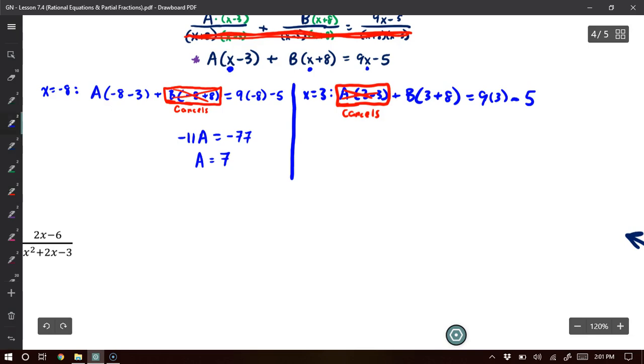And let's see, 3 plus 8 is 11. It's just a coincidence that they're both 11. 9 times 3 is 27. Minus 5 is 22. So b is 2.